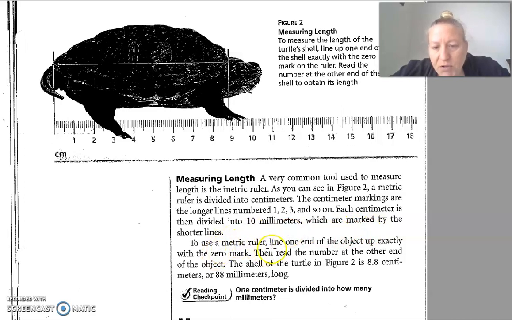To use a metric ruler, line one end of the object up exactly with the 0 mark. Be careful when you're doing this. This can lead to some confusion. Then read the number at the other end of the object. The shell of the turtle in figure 2.8 is 8.8 centimeters or 88 millimeters long. So 1 centimeter is divided into how many millimeters? Think about it. The answer should be 10 millimeters.